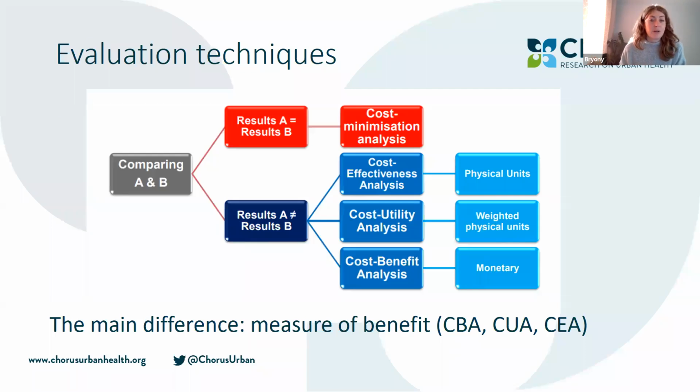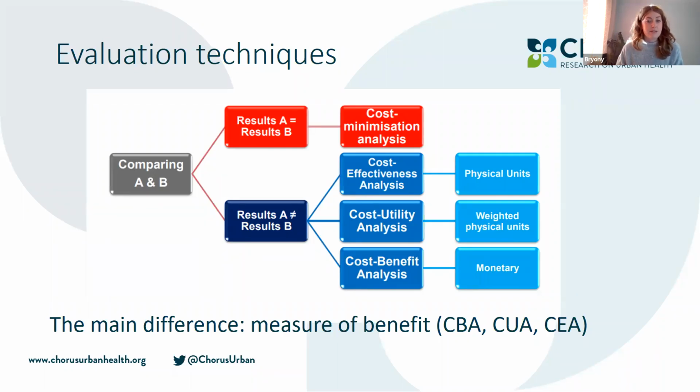We could consider a cost minimisation analysis, where the alternatives are considered equivalent in terms of the benefits or outcomes, and so only the costs are compared. If there are possible differences in terms of the benefits and outcomes between alternatives, then we might consider a cost effectiveness analysis, a cost utility analysis, or a cost benefit analysis. In each of these, both the benefits and the costs of alternatives are compared, but the main difference is in the way that benefits are measured.